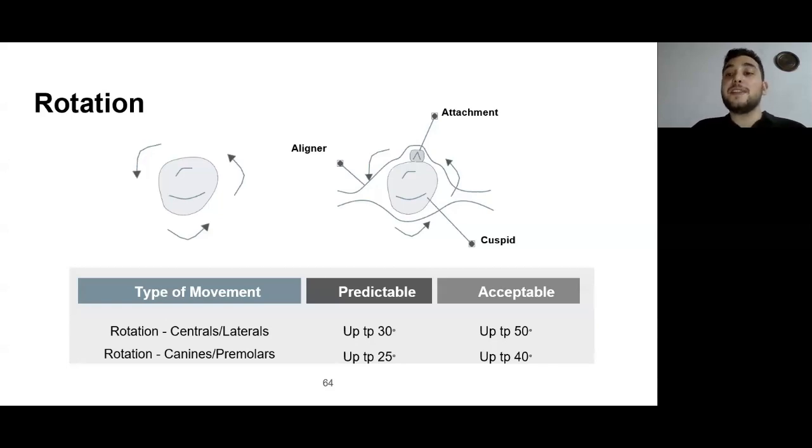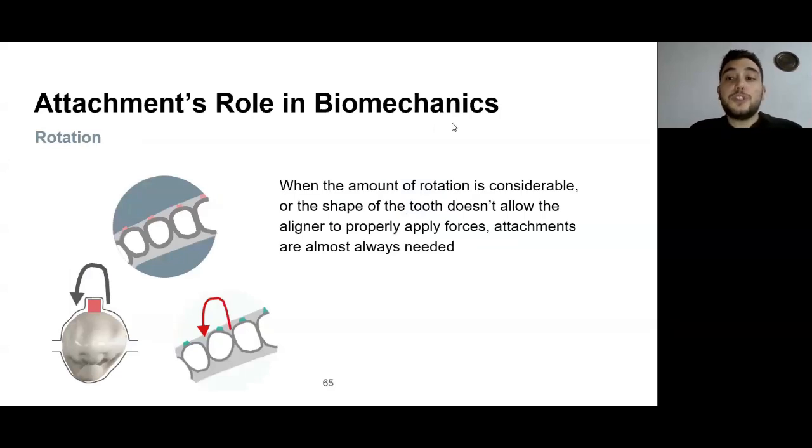For teeth that don't have the undercuts, the rounded teeth, it's going to be harder for the aligner to engage, and you're going to get around 25 to 40 degrees of rotation in clear aligner treatment while you are attempting to rotate canines and premolars. And of course, when the amount of rotation is considerable, whenever we're talking about a high number of degrees of rotation, or the shape of the tooth does not allow the aligner to properly apply the forces, for example the premolars and the canine, attachments are almost always needed. Similar to how attachments are almost always needed for extrusion, the same goes for rotation. So you can't go into a treatment with multiple rotations and promise the patient there won't be attachments.